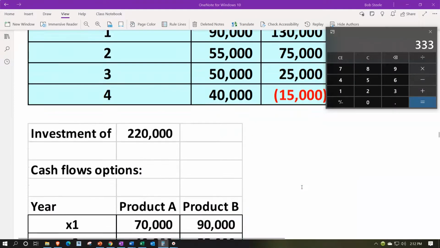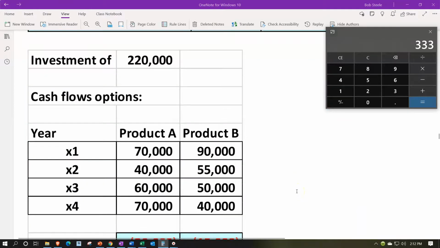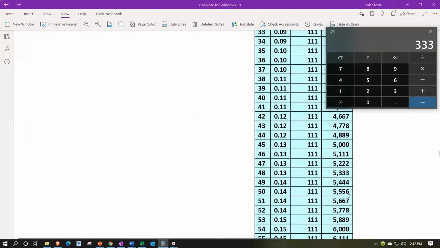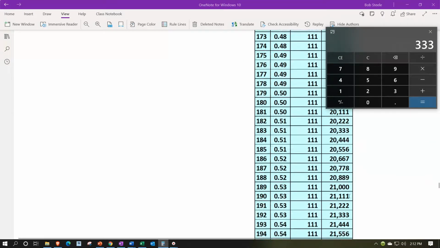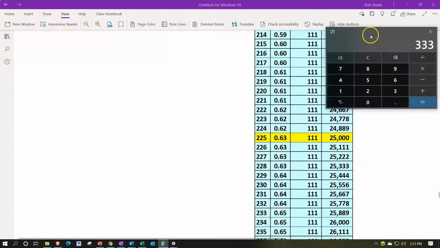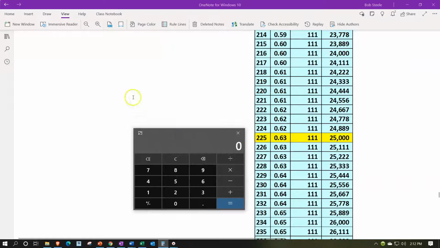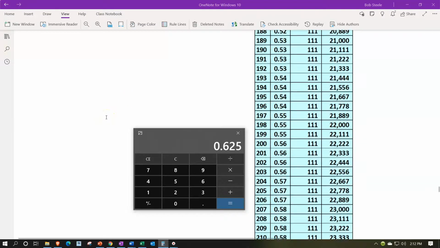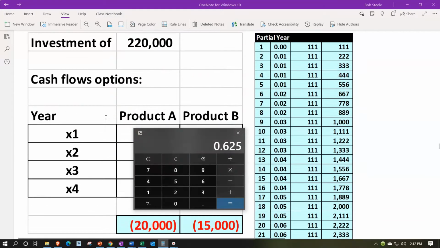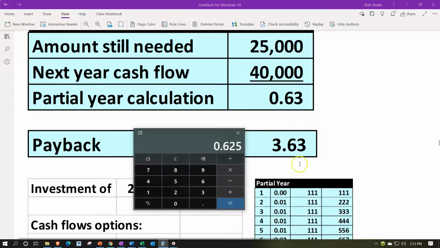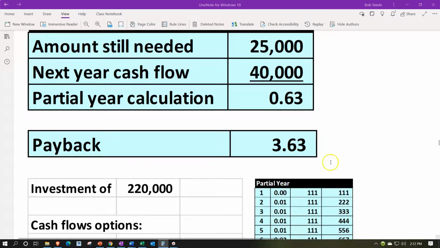When are we going to get to what we need to get? 25,000, clearing the 25,000. So when does this number clear 25,000? That's when we're paid back. That's when payback happens. So we're looking for 25,000 down here. 25,000, there it is. So on day 225, 225 days divided by 360 days in the year is about 0.625. So scrolling back up, about 0.625, which is of course what we got here, 0.63 about. So 3 years, 0.63.